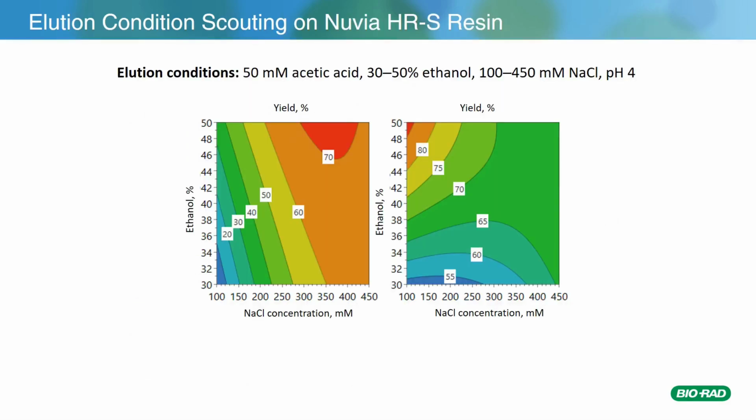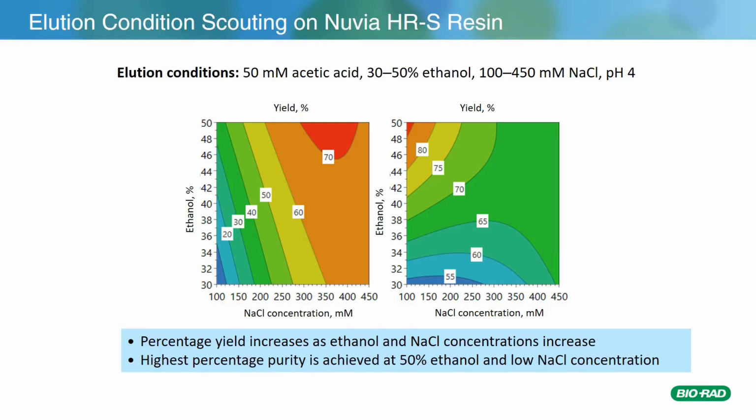For elution condition scouting, buffers were evaluated in the range of 30 to 50% ethanol and 100 to 450 millimolar sodium chloride in acetic acid buffer at pH 4. And the yield of insulin increased with increasing ethanol percentages and increasing sodium chloride concentrations. And the highest purity was achieved at 50% ethanol and low sodium chloride concentrations.